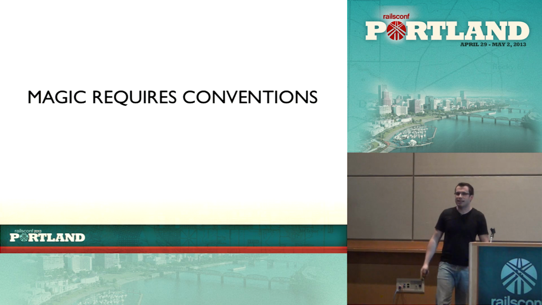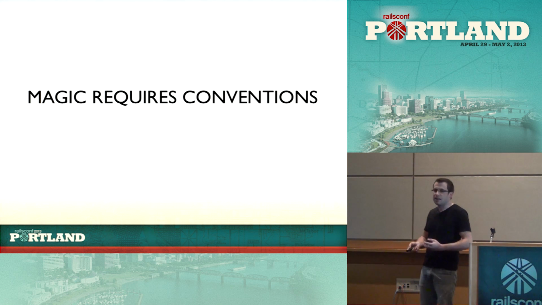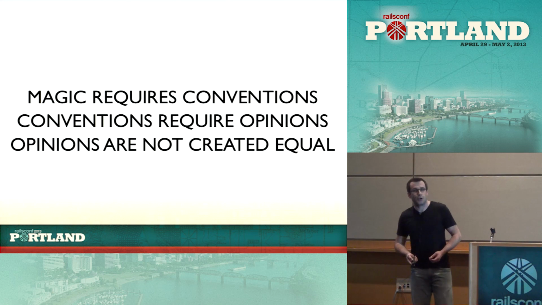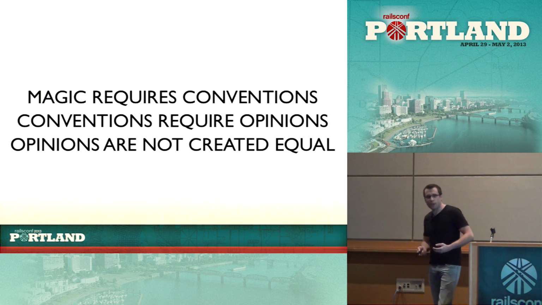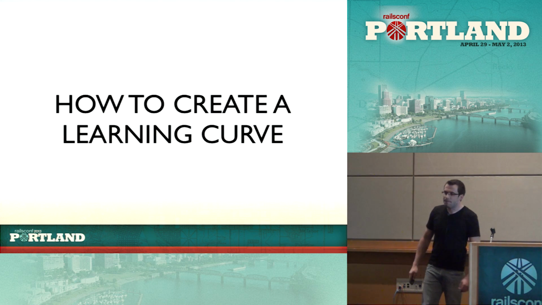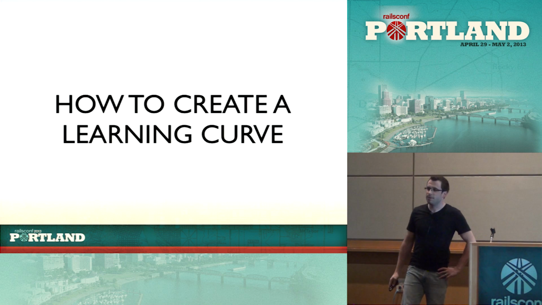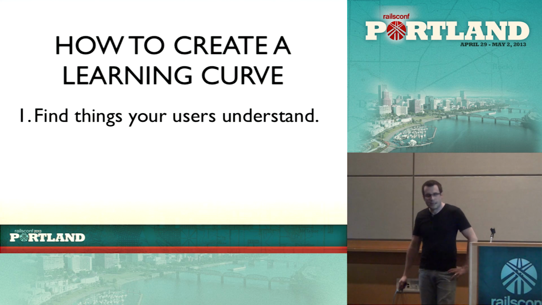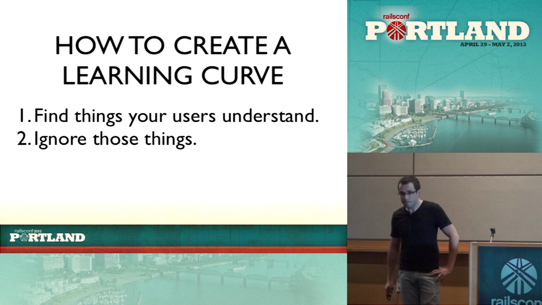So the trick with magic is that it requires conventions, and conventions are going to require opinions. And believe it or not, not all opinions are created equal. You have to make trade-offs whenever you exercise an opinion in something, and those trade-offs are going to determine how other people are going to interact with your library. I have a quick two-step process for how to create a learning curve if you're writing any kind of API. Step 1, find things that your users already understand. Step 2, ignore those things.